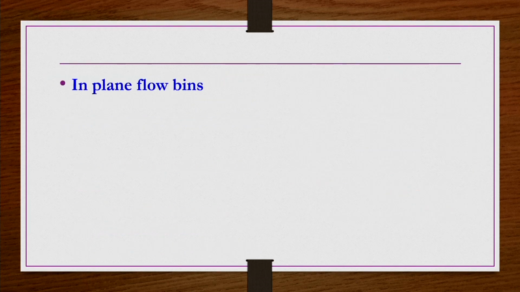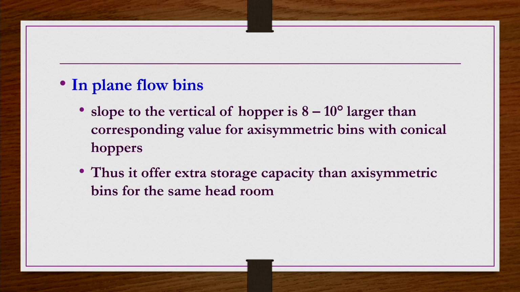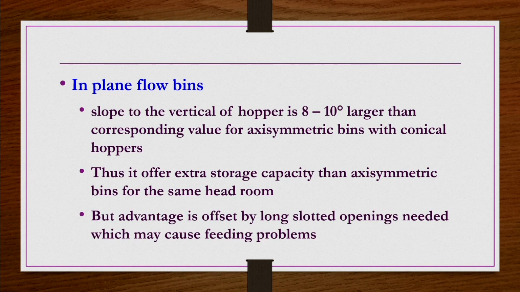As I mentioned, in plane flow bins, the slope to the vertical of the hopper is 8 to 10 degrees larger than the corresponding value for axisymmetric bins with conical hoppers. So it offers extra storage capacity compared to axisymmetric bins for the same headroom, but this advantage is offset by the long slotted openings needed, which may cause feeding problems in plane flow bins.